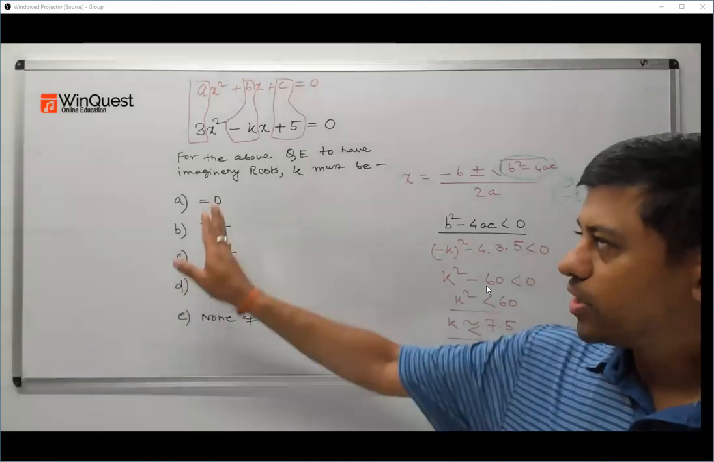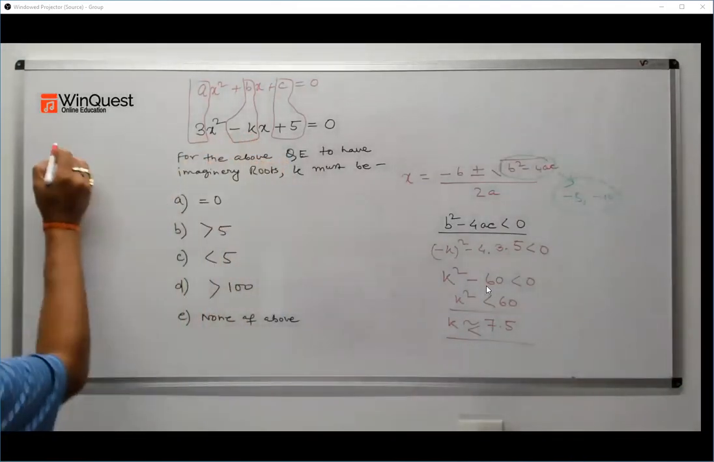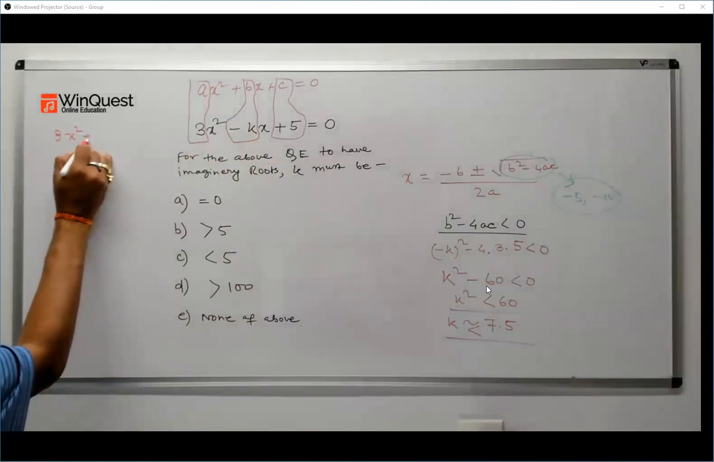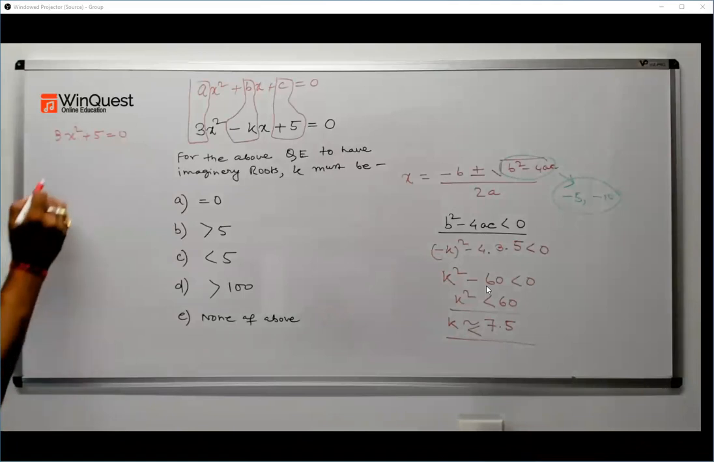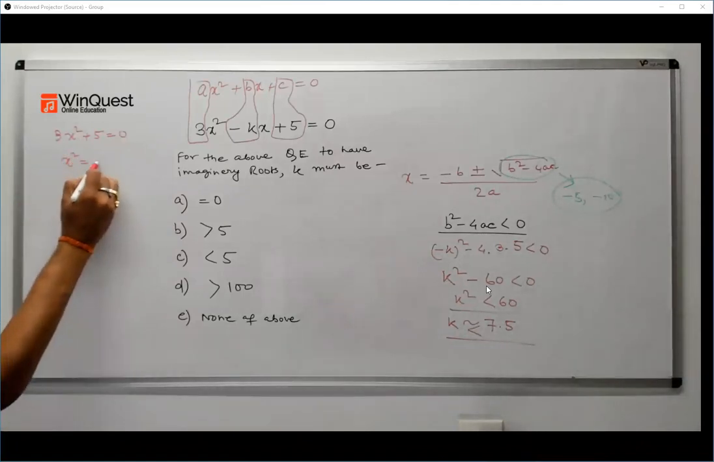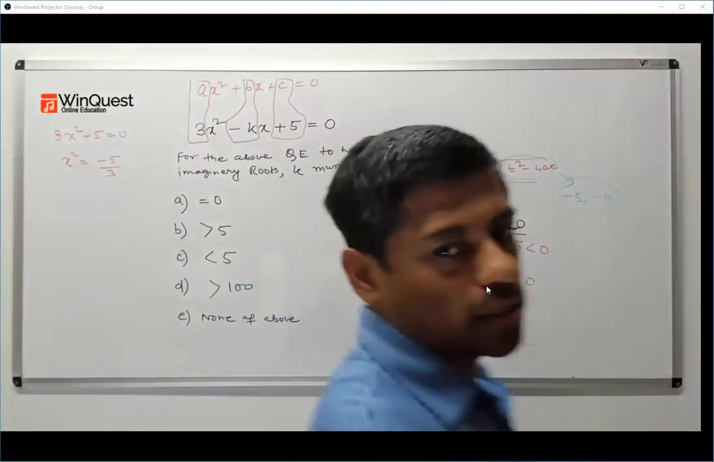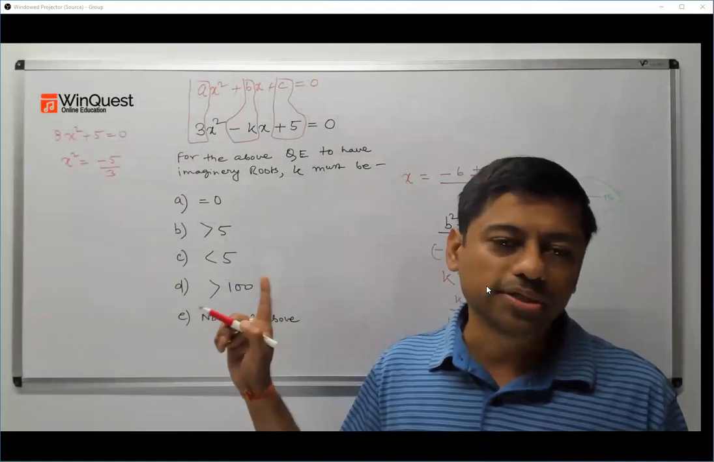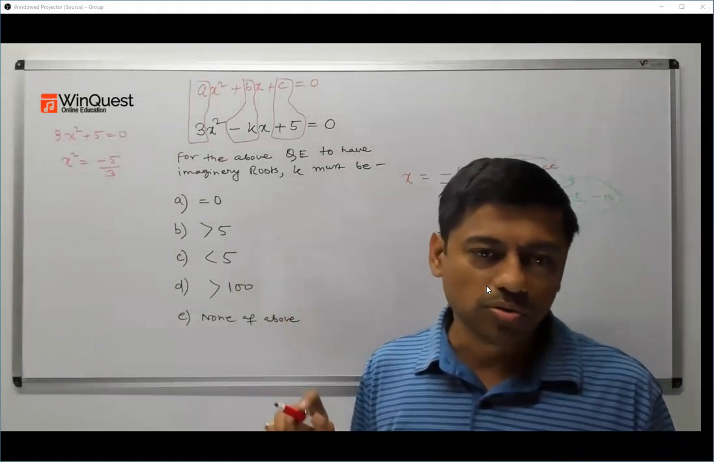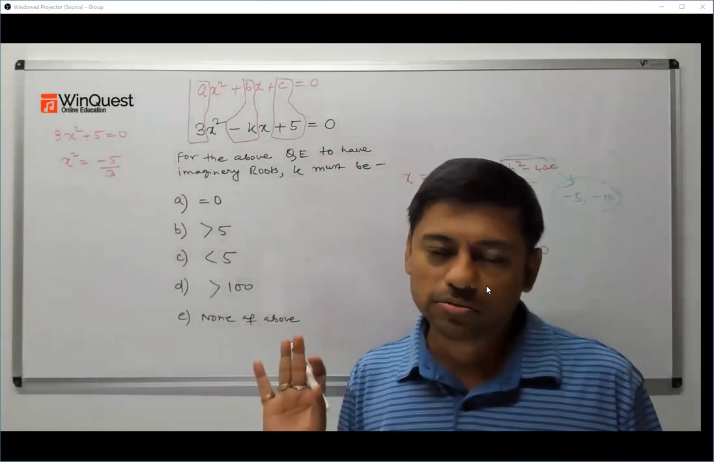Stepwise. First, K equals 0. If I put K equals 0 here, will I be left with 3x square plus 5 equals 0? Yes. Can I say x square in that case is minus 5 by 3? I jumped steps, guys. Stop me if you are not clear. I am talking about only use case A, when K equals 0. Do I get x square equals minus 5 by 3 or not? Yes.